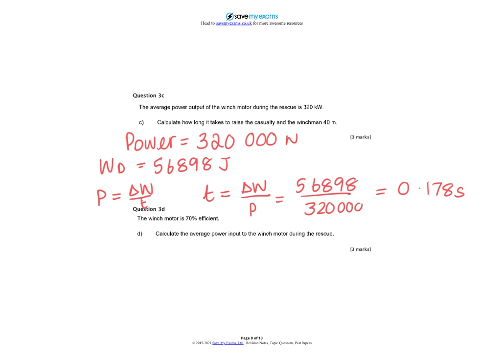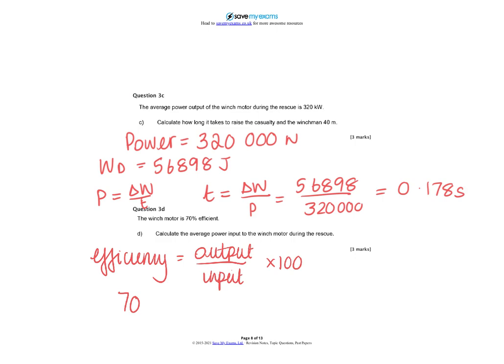Question 3D. The winch motor is 70% efficient. Calculate the average power input to the winch during the rescue. So our equation for efficiency, if you've forgotten, is going to be our total output divided by our input, times 100 to make it into a percentage.